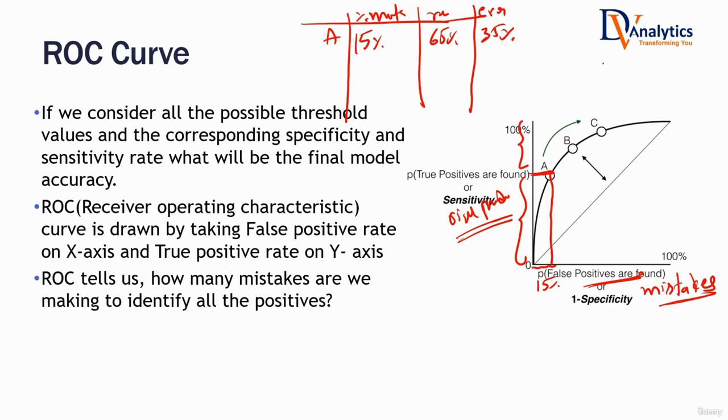For example, you're predicting whether a customer is a good customer or a bad customer. If you go with scenario A, whichever threshold gives you that scenario, you're predicting whether a customer is bad or not when they apply for a loan. How many mistakes are you going to make? That means how many good customers' loan applications are you going to reject when you go with scenario A? 15%. 15% good customers, you're going to reject their application.